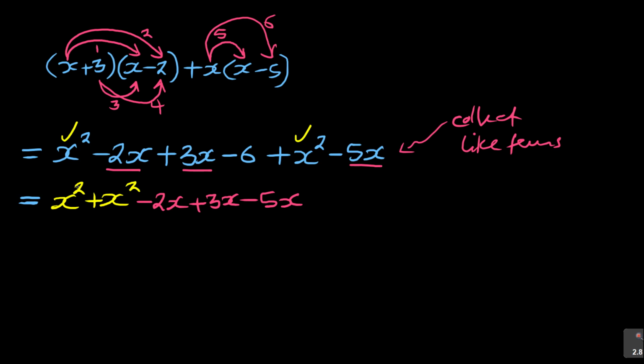All these are common. Remember, when we're talking about common terms, we are looking at the variables. Focus on the variables. The square you group together, the x you group together, and then lastly we have the number, with the sign. That's all. So we've got minus 6.